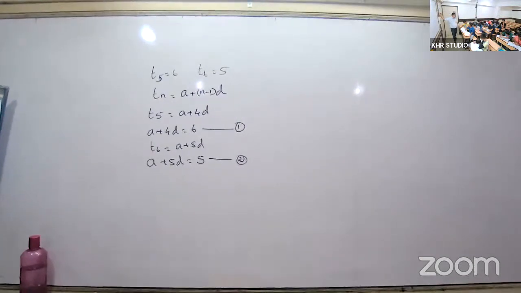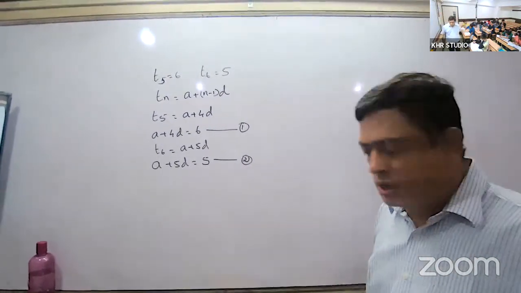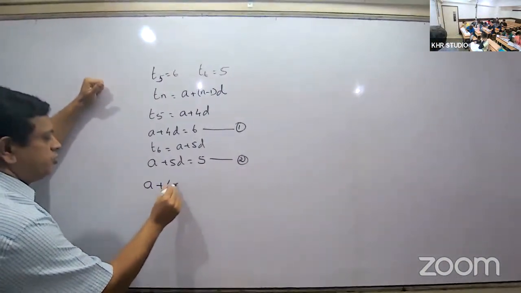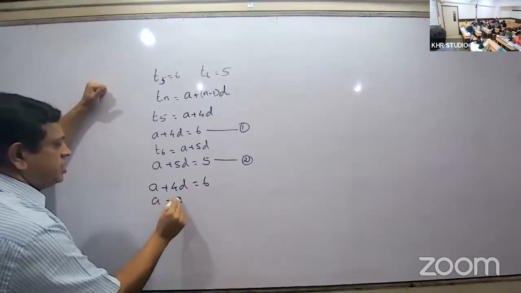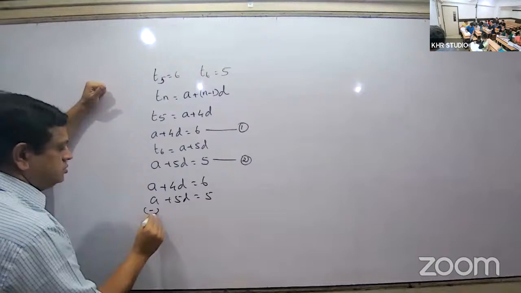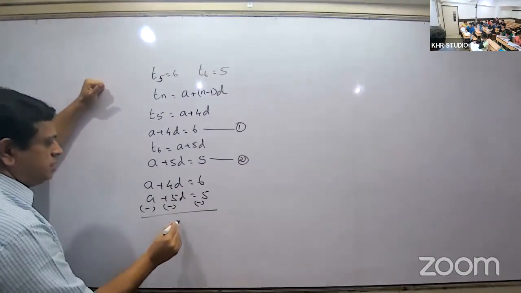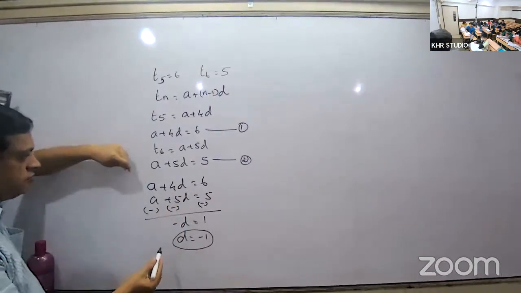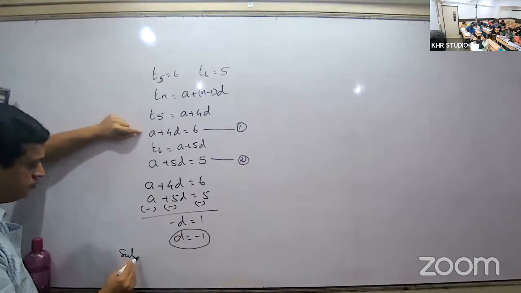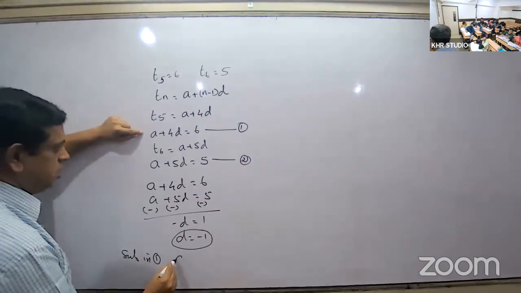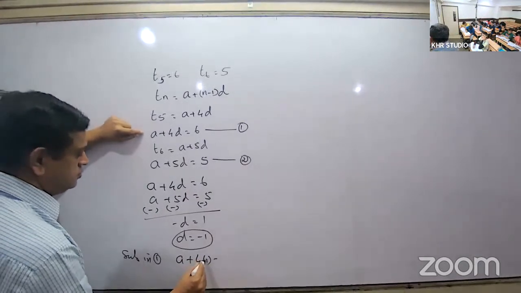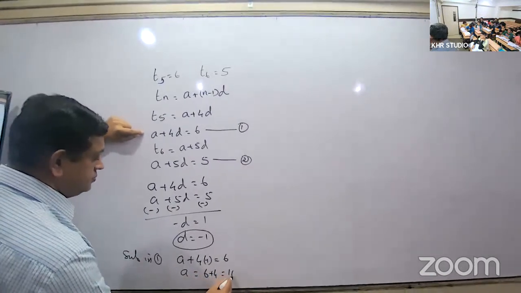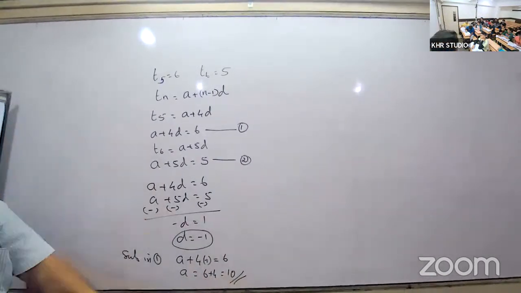A and D, got it? What is the value? A plus 4D is equal to 6. A plus 5D is equal to 5. Change the sign to subtract. So minus D is equal to 1, D is equal to minus 1. Substitute in one of the equations. A plus 4 times minus 1 is equal to 6, so A is equal to 6 plus 4, A is equal to 10.